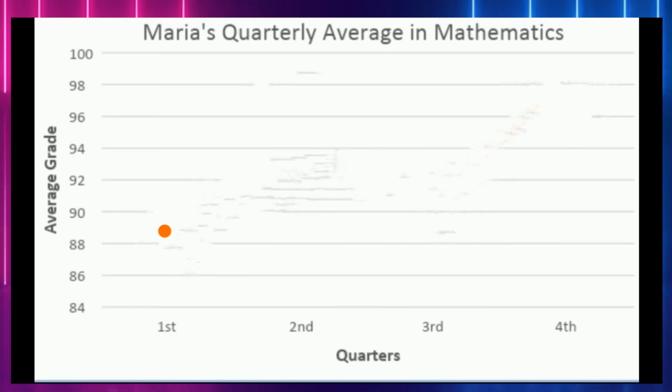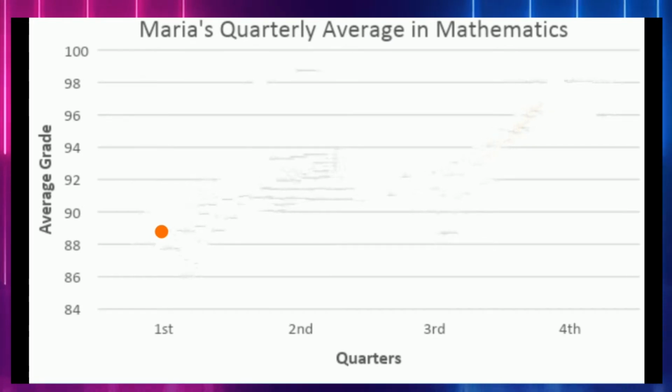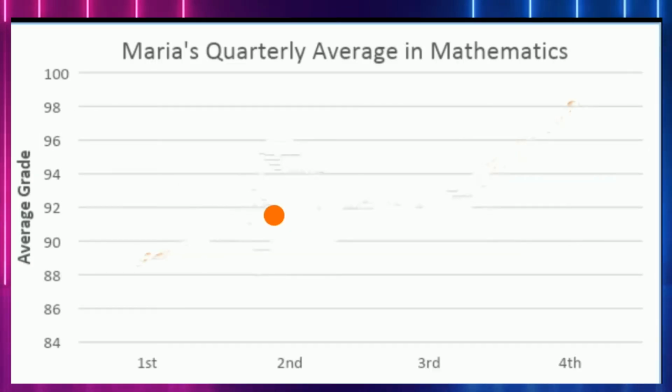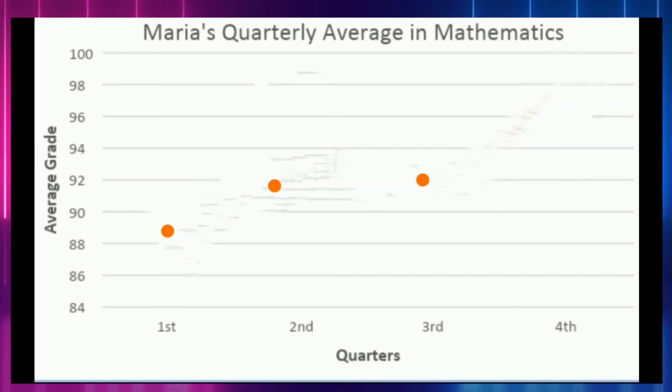So, the first thing to do in making a broken line graph is, in the given, the first quarter's average grade is 89. So you put the dot between 88 and 90. And then the second quarter, the average grade is 92, so you put the dot there. The third quarter is just the same grade as the second quarter, so you just put it on the 92. And lastly, Maria's average grade is increasing in the fourth quarter, so you put the dot at the 98 average.